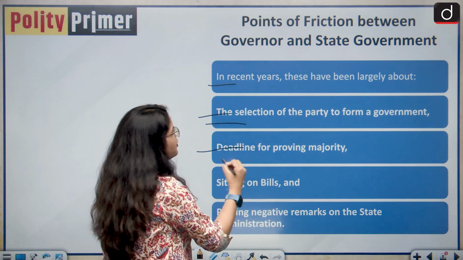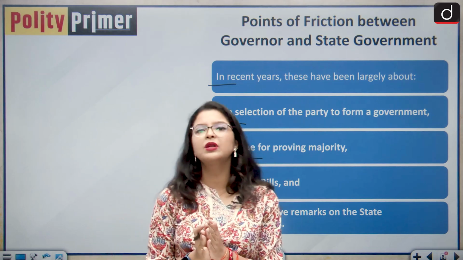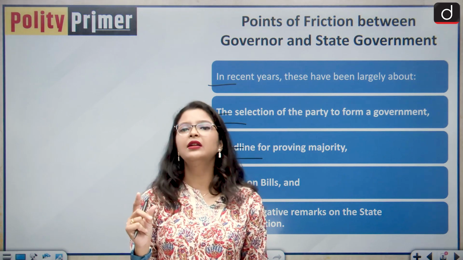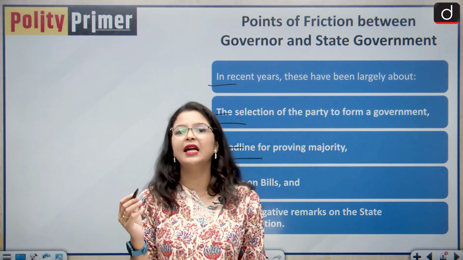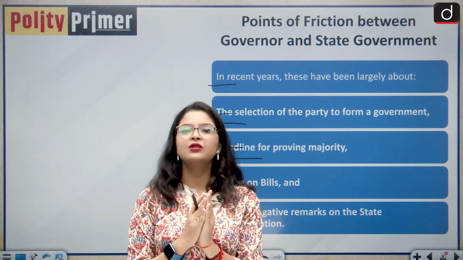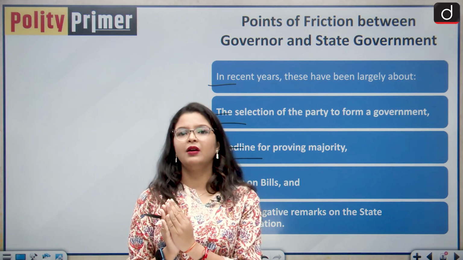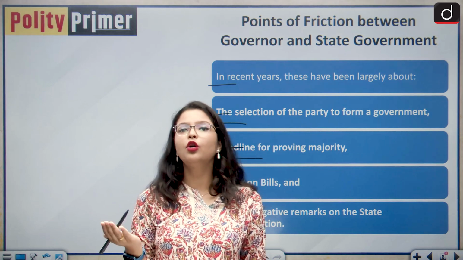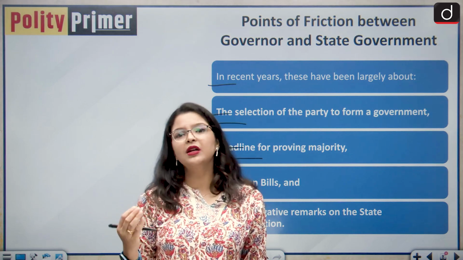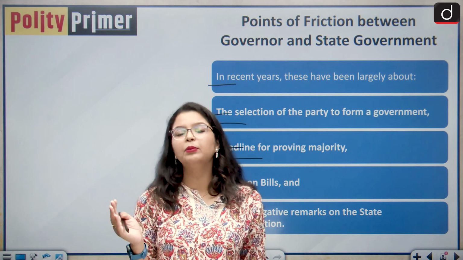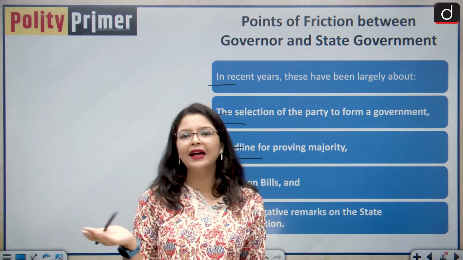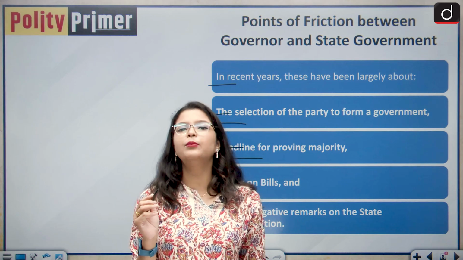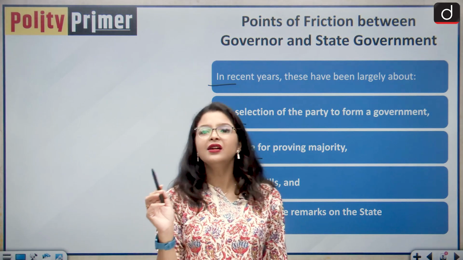Then, deadline of proving majority. This is a most important point of friction between the governor and the government. Generally, our Indian constitution does not define a fixed deadline. If there is a no confidence motion against the government in the house of the state legislature, there is no fixed deadline for the government to prove its majority. Sometimes the governors deliberately do not give enough time to prove their majority and declare that the government has lost confidence on the floor of the house. So this is also an important point of friction between the governors and the state governments.